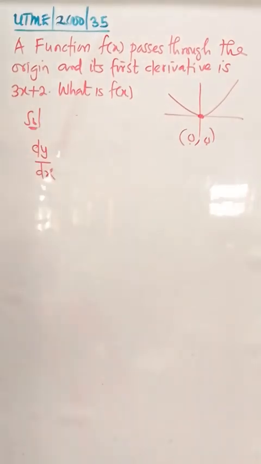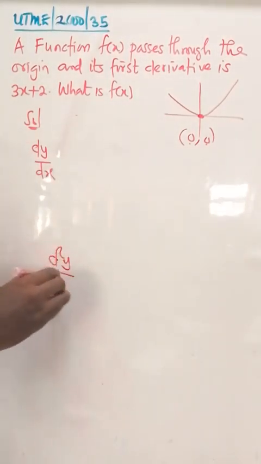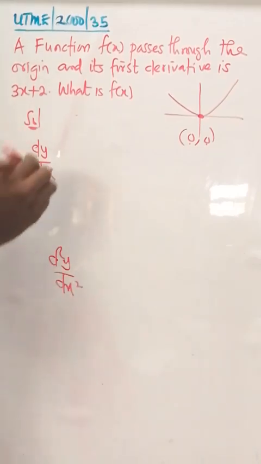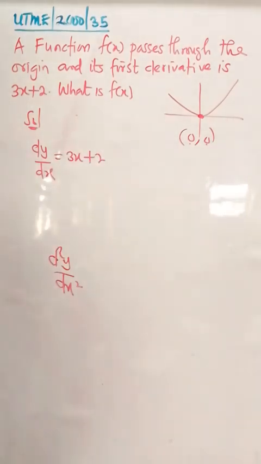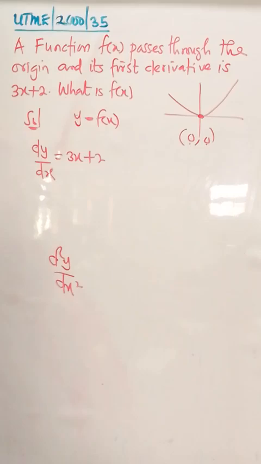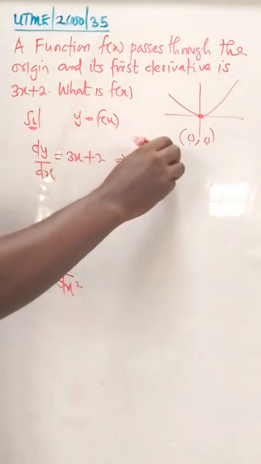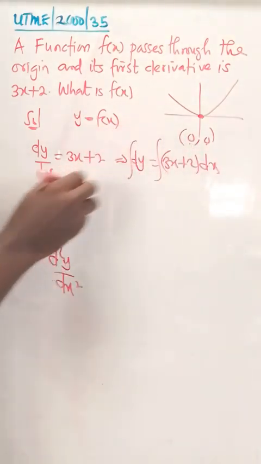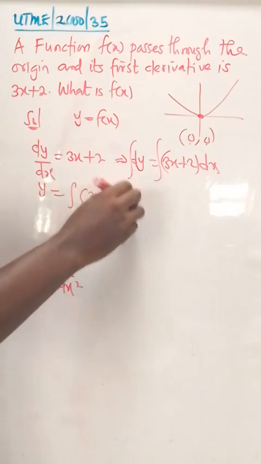But if we are told the second derivative, that will be what? d2y/dx squared. But for the first derivative, it is dy/dx equals 3x plus 2. So you are looking for f of x. So here we assume our y is f of x. So let's get the value of y. From here it implies that y equals the integral of 3x plus 2 dx. Integrate.